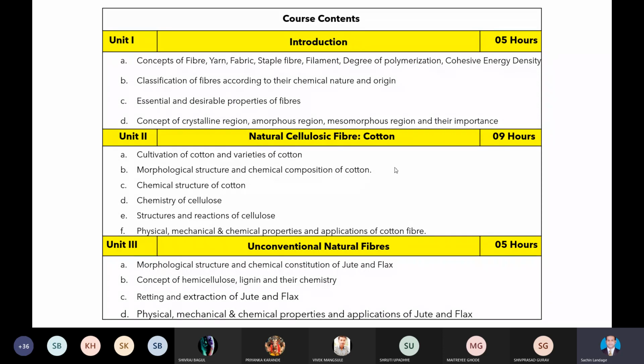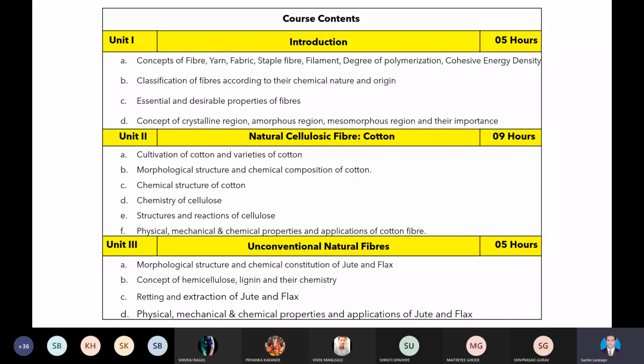Okay. Then the next point that we are going to study is the classification of fibers according to their chemical nature and origin, which we are going to see in detail. Based on this part, we are also going to perform a few practicals, that is, identification of fibers. So that's why this point is there for us.